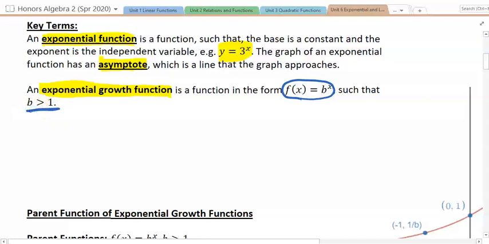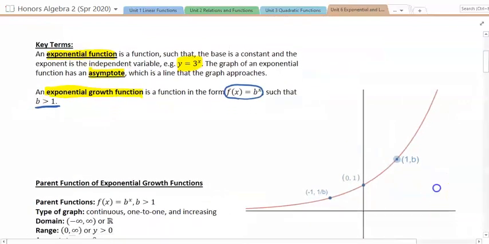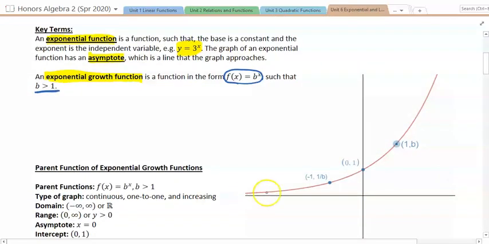Now, why is it exponential growth? Well, look at the graph that I have over to the right here. As this graph goes from left to right, what is happening to the graph? It is growing. It's going up. And so that's what we're looking at when we look at exponential growth. And when we look at exponential decay, that will reverse, right? So as we go from left to right, this graph will go down.